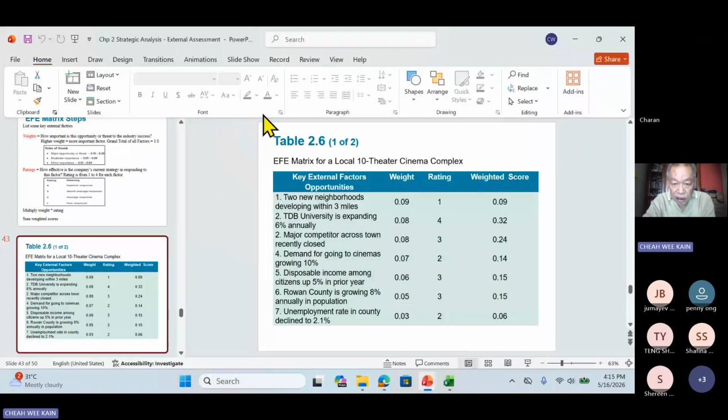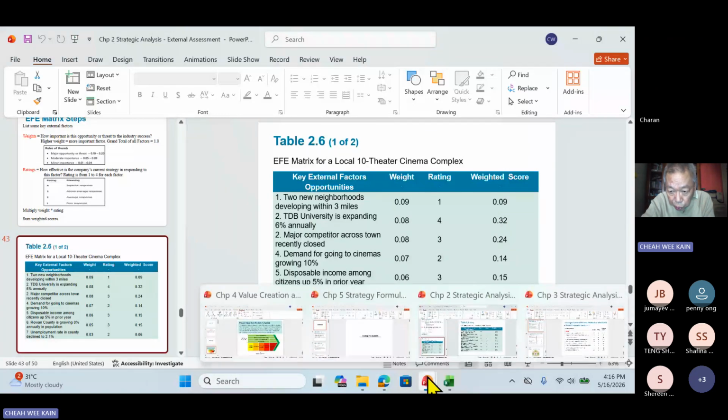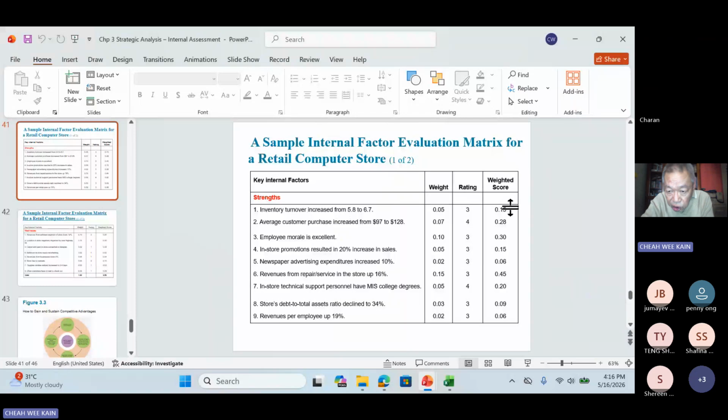So we're looking at external, and let's say, for example, which is the highest percentage? Here external opportunities, the highest one is here: university expanding, a theater cinema. It's a very bad example anyway. So this is the highest score, 0.32. Now if you look at chapter 3, your strength, the highest percentage, maybe 0.45.